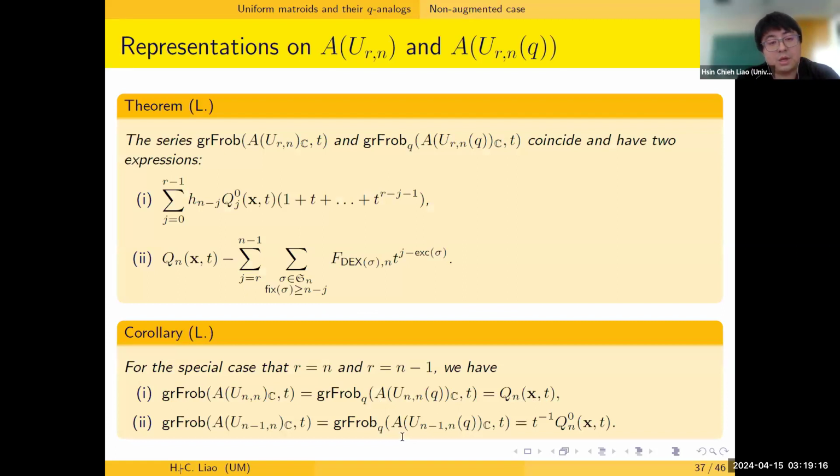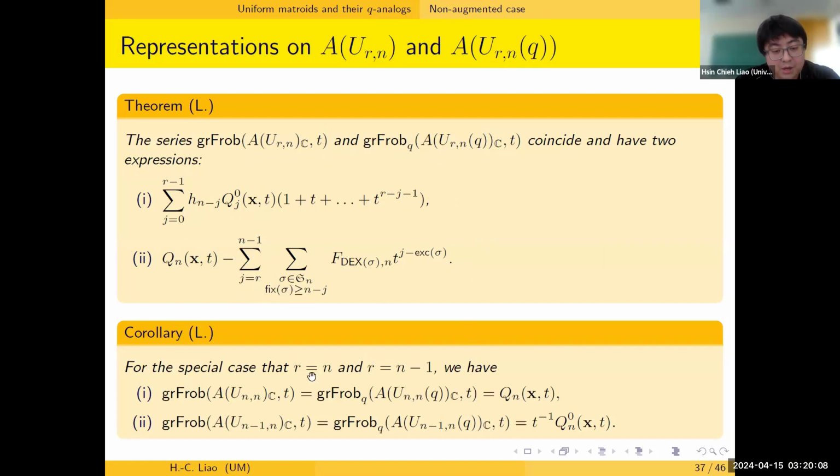And so now we can present our result about the representations on the Chow ring of the uniform matroid and their q-analog. We can consider the graded Frobenius series of the Chow ring of the uniform matroid and also the q-Frobenius series of the Chow ring of the q-uniform matroid. And we already see that they are the same, and we show that they have these two different expressions. The first one is related to the derangements, and the second one is related to Sn, and then you need to subtract some term related to the rank r and the fixed points when the rank is r.